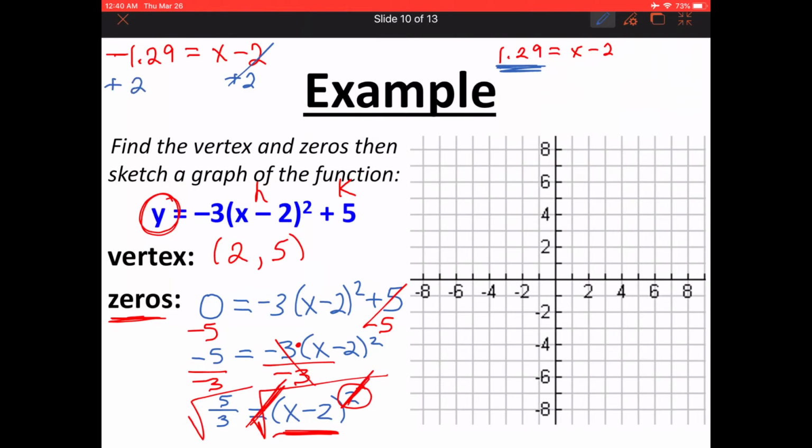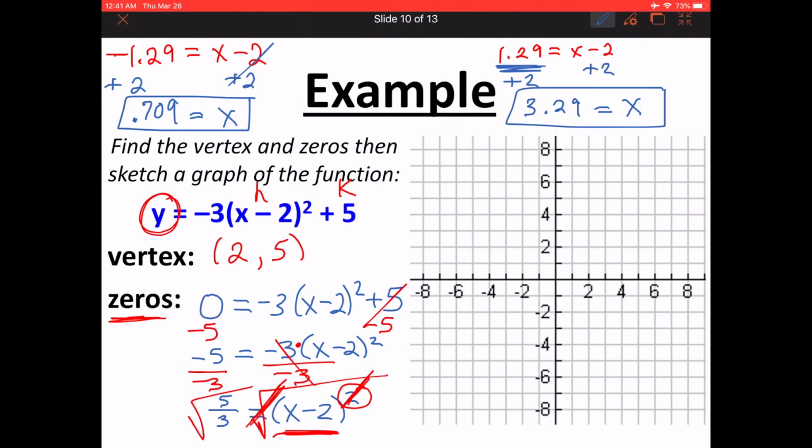Add 2, add 2. And so if I have -1.29 plus 2, I end up with x equals 0.709. I'm going to go to the thousandth so that I can have that extra detail. Over here, I add 2, and I end up with x equals 3.29. Okay? So now I have my vertex at 2, 5, and I have my zeros.